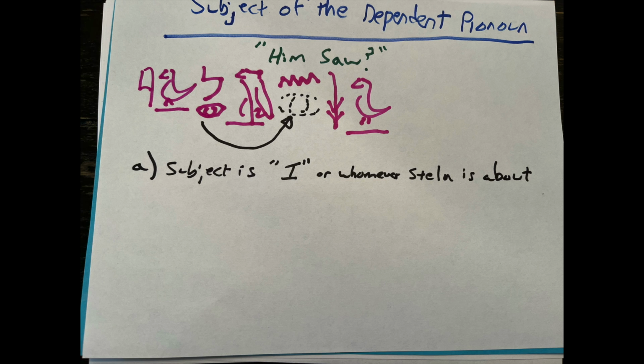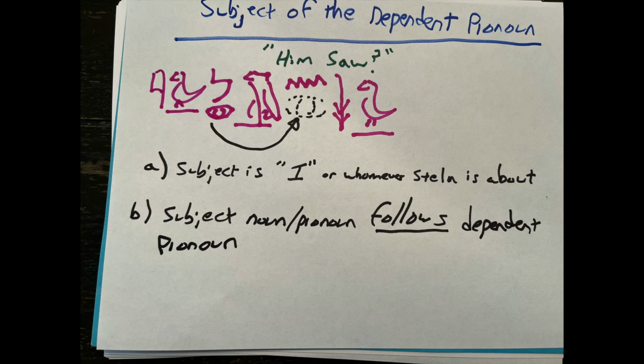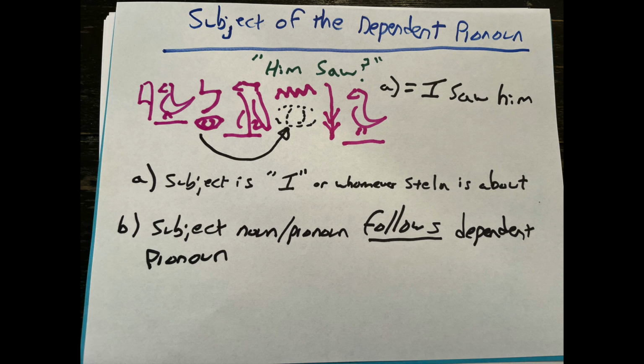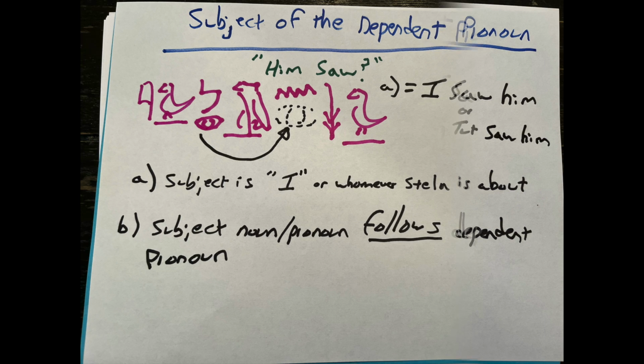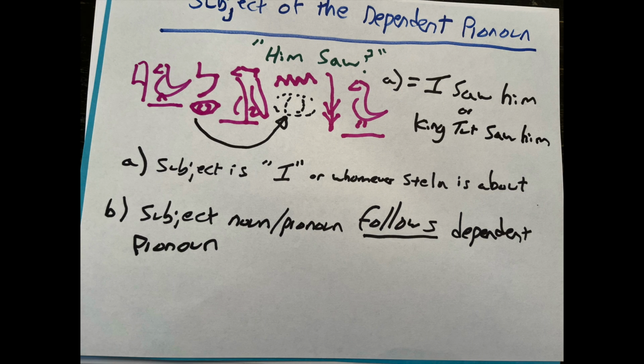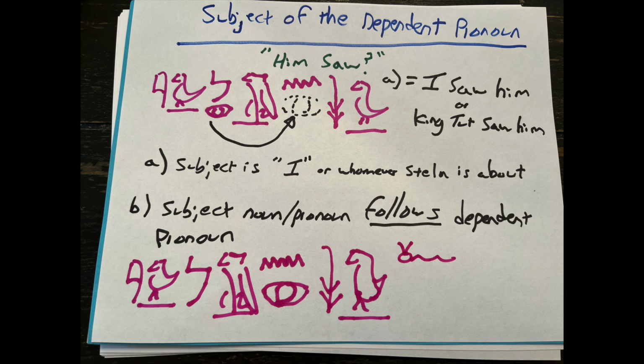Now, the subject with a dependent pronoun is going to be I, or whomever the stela is about, or it's going to be a noun if it follows the dependent pronoun. So if there's no extra suffix pronoun, then the suffix pronoun becomes I. But if you're reading, say, a stela about King Tut, well, then it just becomes King Tut. You know who they're talking about, or Akhenaten, and any stela, any king.